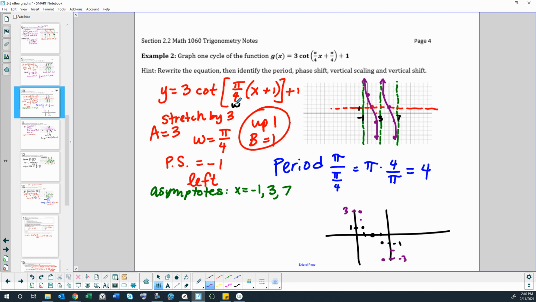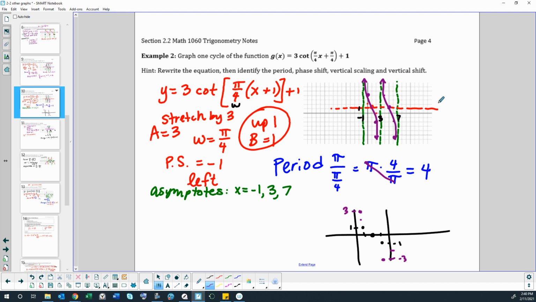Okay, then with omega, the period, right here, that's where I've done this work, we take pi, because the period of cotangent is pi, and we divide by pi/4. Well, dividing a fraction is the same as multiplying the reciprocal, and we can cancel out pi. So the period is 4, which seems a little weird.